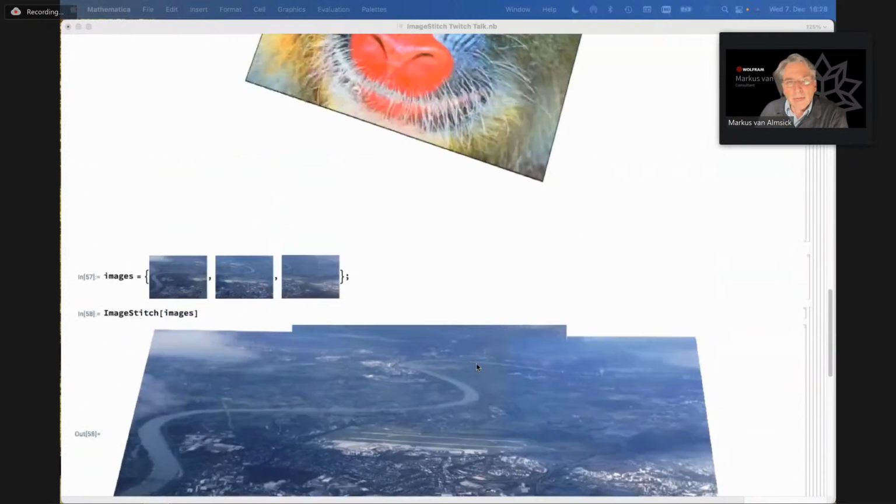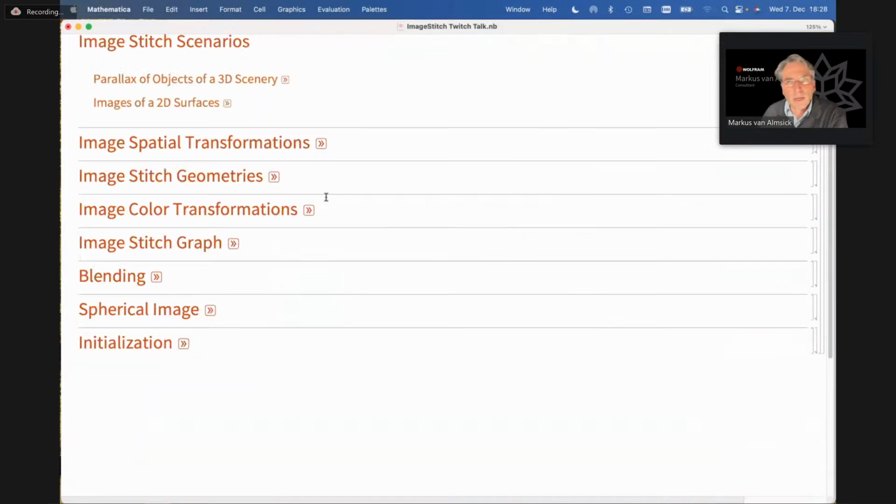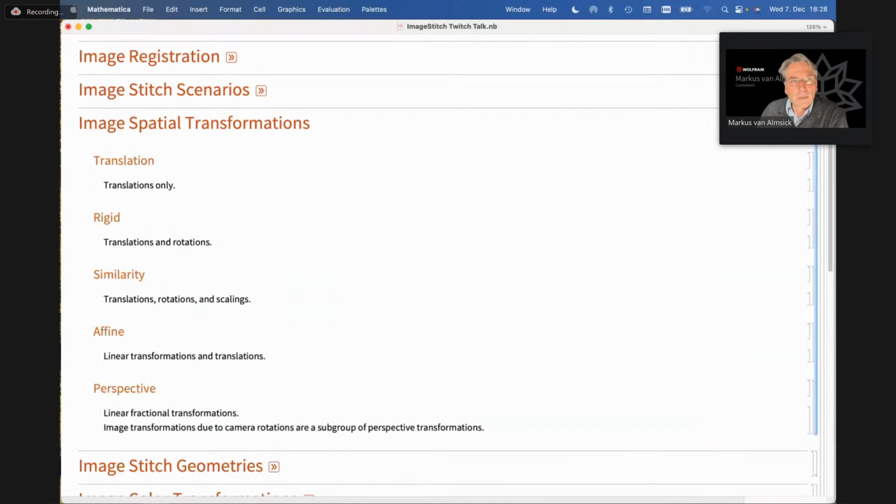Okay, so we now know the scenarios in which ImageStitch will work. One scenario is you don't change the viewpoint. The second scenario is your image data that you see in the image lives on a plane. All right, so what kind of spatial transformation can I consider between two sub-images in an ImageStitch? Well, we have already heard about two of them.